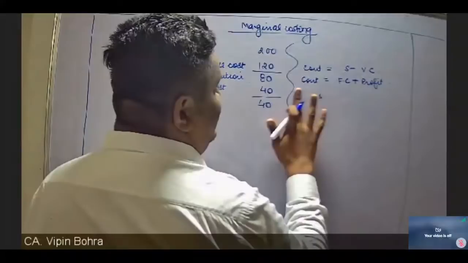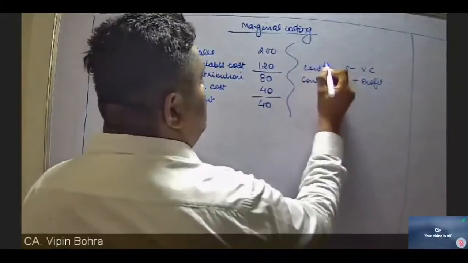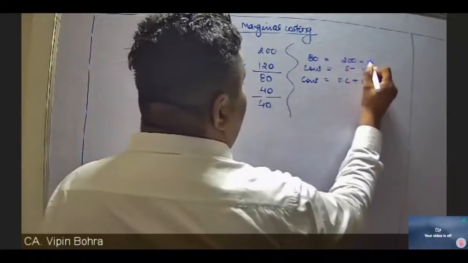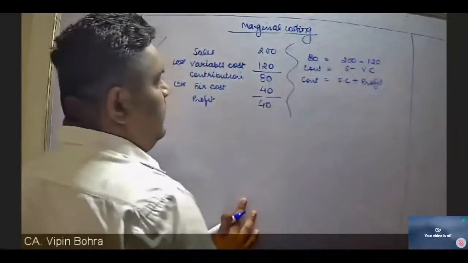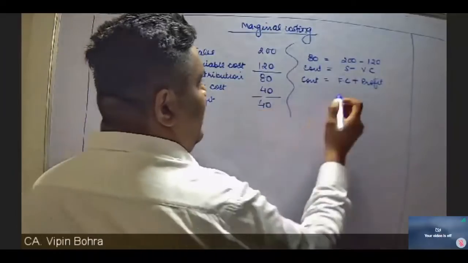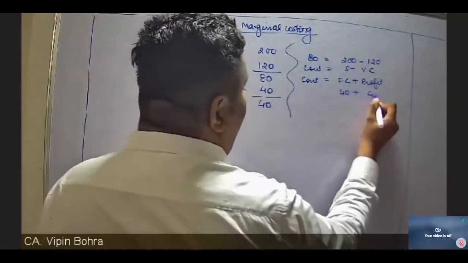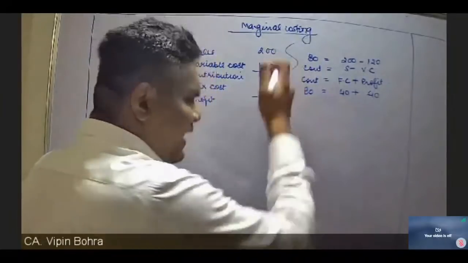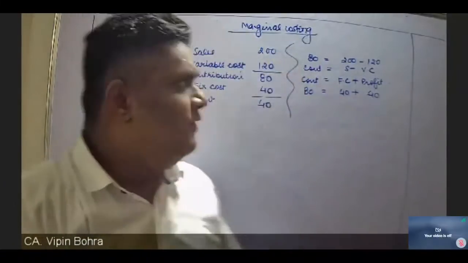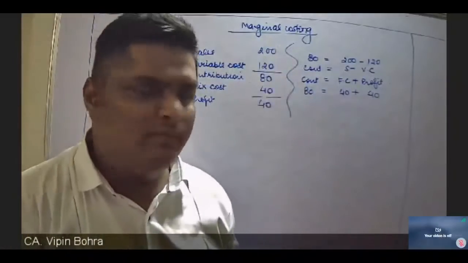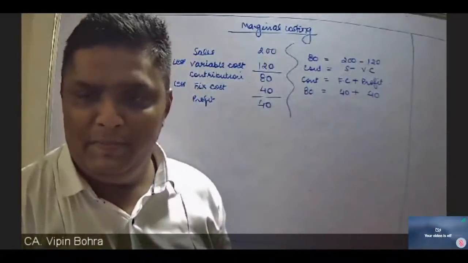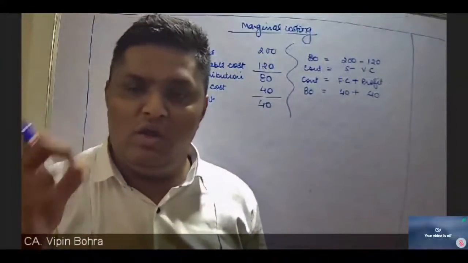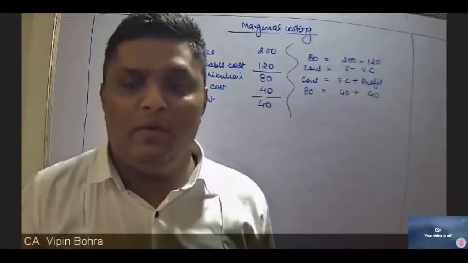Now, what's the formula for contribution? Sales minus variable cost, I have already discussed. So if I want to get 80, my sales is 200 minus variable cost 120, that will be my contribution. Again, 40 plus 40, fixed cost plus profit, is also contribution. So n number of formulas can be made with the help of these 5 elements. I hope this part is clear. Sales minus variable cost is contribution minus fixed cost is profit.